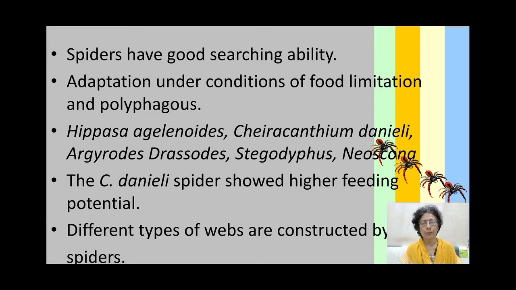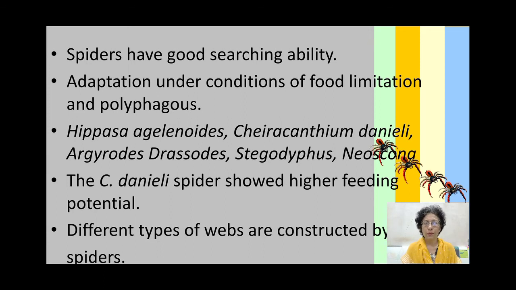They also adapt to various environmental conditions. They are found in very hot to extremely cold environmental conditions except Antarctica. They can live in food-limited conditions or starve for a longer period, and are polyphagous in nature. Some common spiders like Hippasa, Carrhotus, Argyrodes, Strigodipus, and Neoscona are found in the agroecosystems.